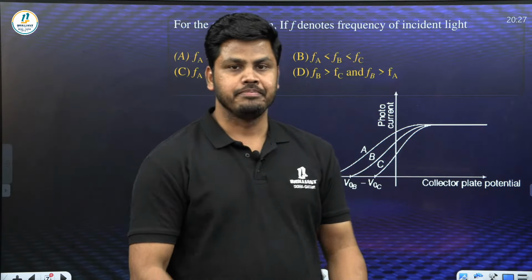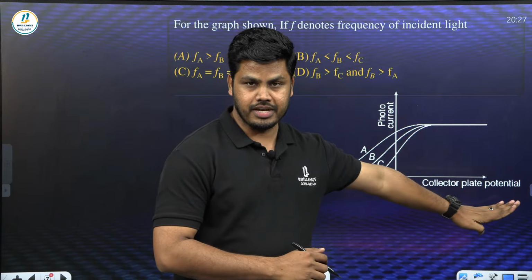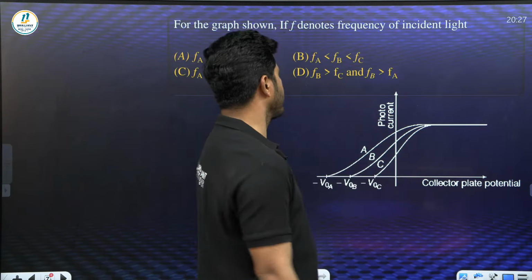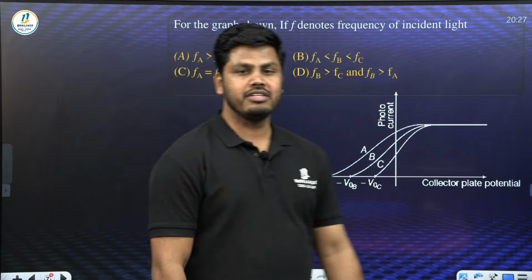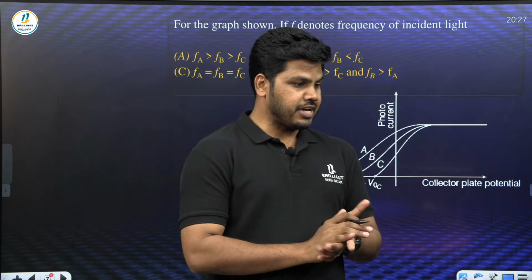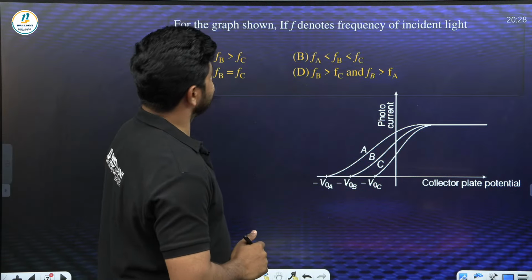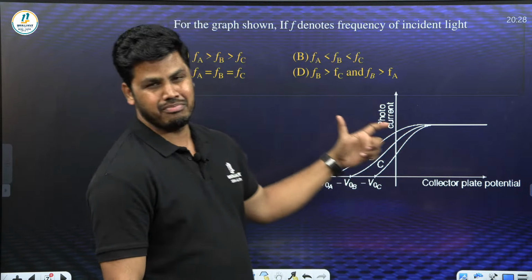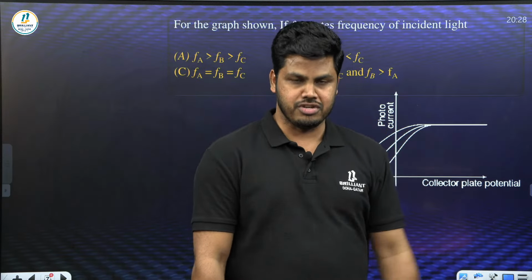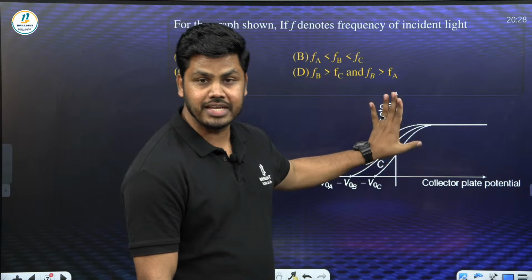Another graph question. Again, it is a photocurrent and collector plate potential graph, and it is simpler compared to the previous one. For the graph shown, F denotes the frequency of incident light. What is the correct order of those frequencies? In the options, comparison relations like FA greater than FB greater than FC are given, so you have to identify the exact relation between the frequencies from the graph.